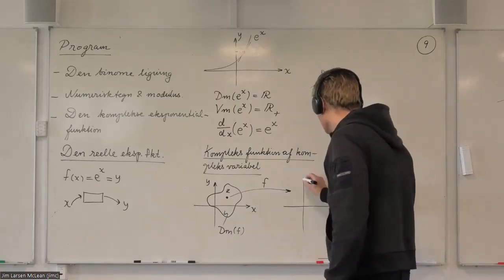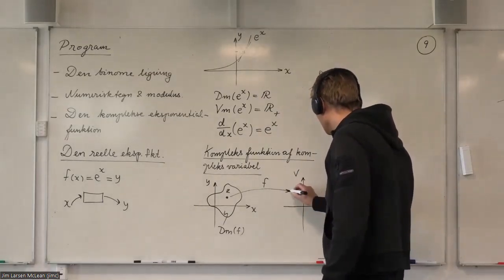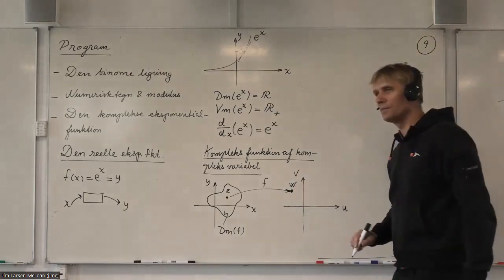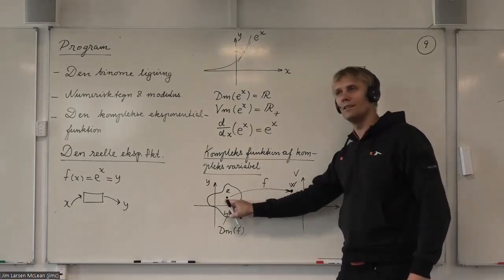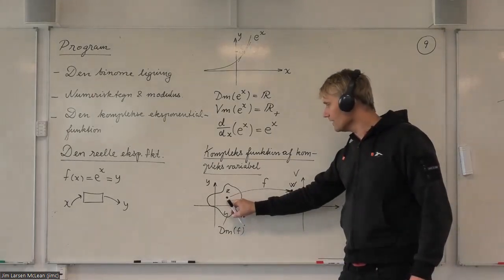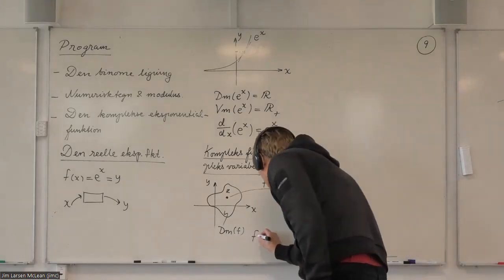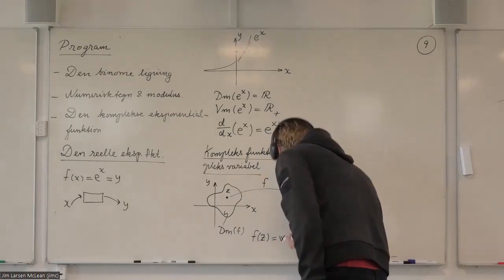Typically the axes are called u and v, and then you land at some point or another. It could be this point here, which is typically called w. So w is a complex number and z is a complex number. And if you throw z into the function, it results in w. And you write it like this. When f acts on the complex number z, you get a new complex number w.